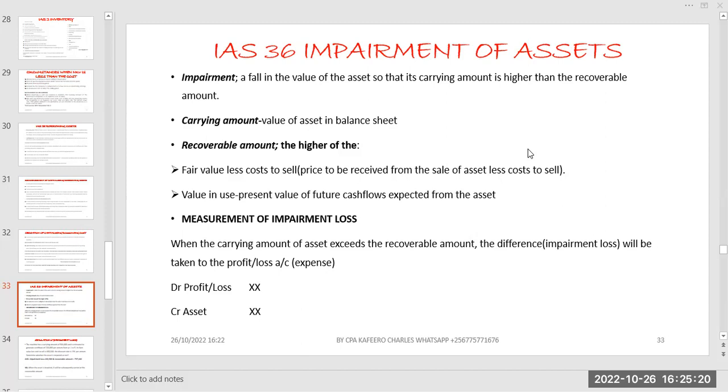Good evening, viewers. Today we are proceeding with our series on impairment of assets, that is IAS 36. It's impairment of assets.